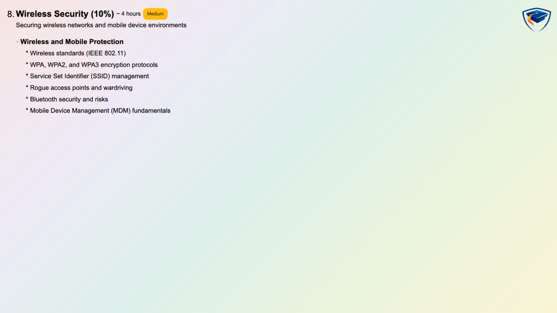Wireless security accounts for 10%, is medium in difficulty, and needs about 4 hours of focused review on wireless and mobile protections. Study IEEE 802.11 standards, WPA, WPA2 and WPA3 encryption protocols, and SSID management best practices. You will learn to identify and mitigate rogue access points, war driving risks, Bluetooth vulnerabilities, and fundamentals of mobile device management. Scenario questions will ask you to design secure wireless deployments and respond to mobile threat cases.